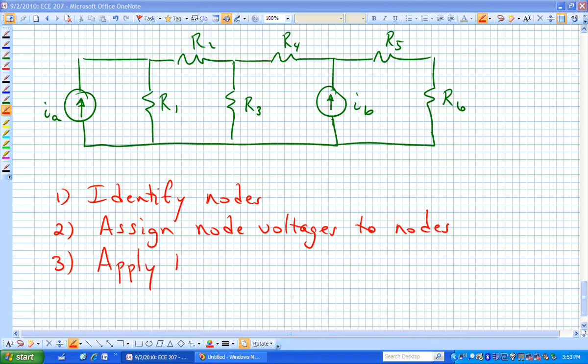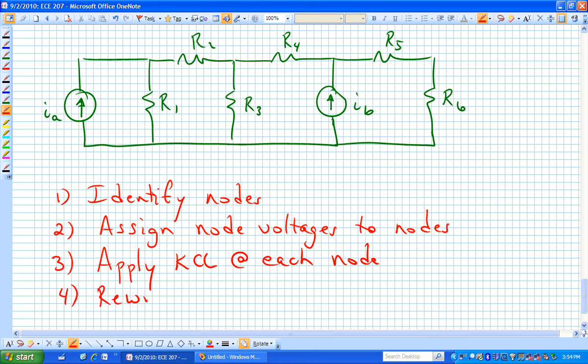KCL at each node. And then let's rewrite the equations in a standard form.